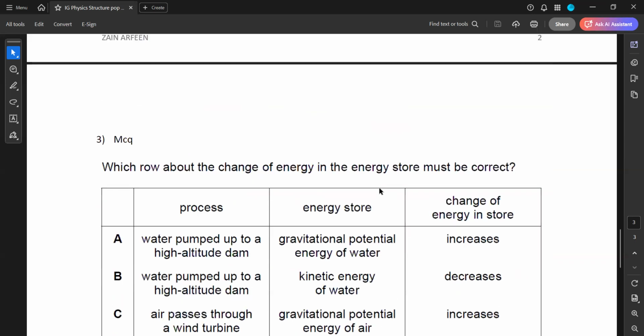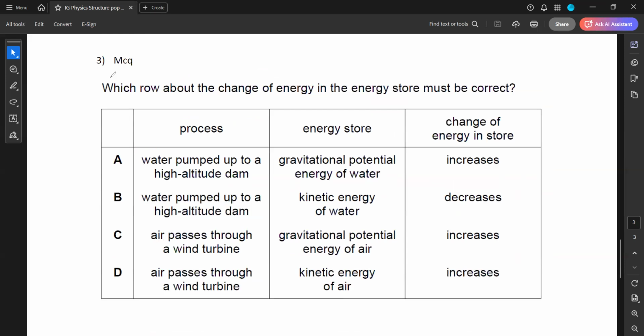The next we have the multiple choice question, also given in this pop quiz. Which row about the change in energy and in the energy stored must be correct? Water is pumped up to the high altitude dam. For example, a dam, a wall, or a reservoir which is used to store the water. Let's say this is representing a wall of the dam. The water is pumped up to the high altitude dam and we store the water here behind the dam.